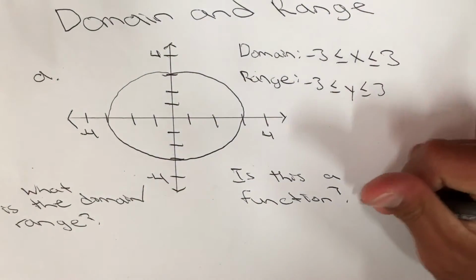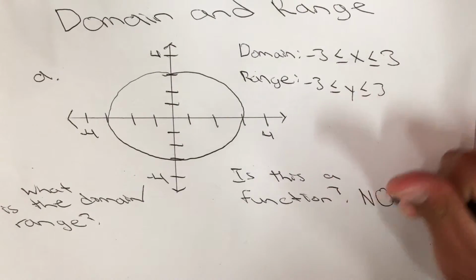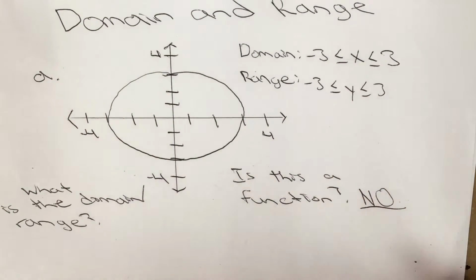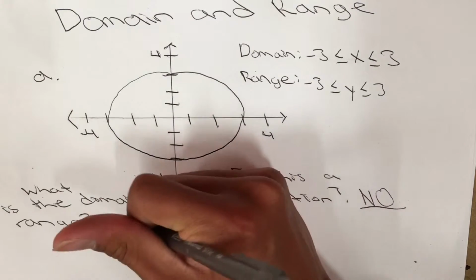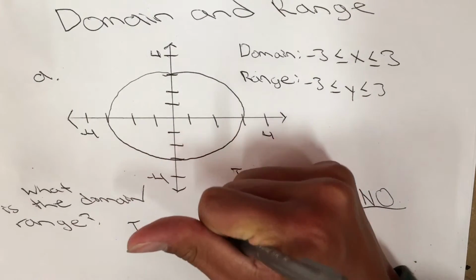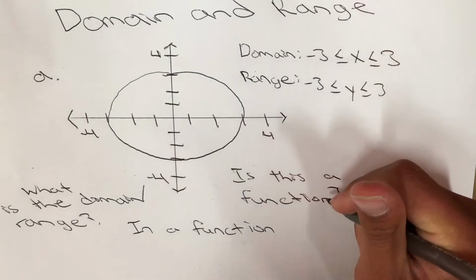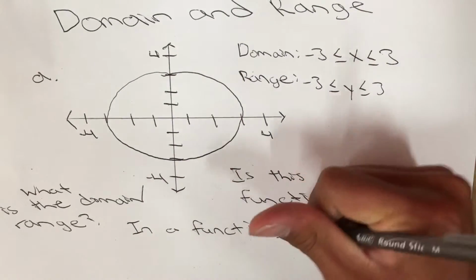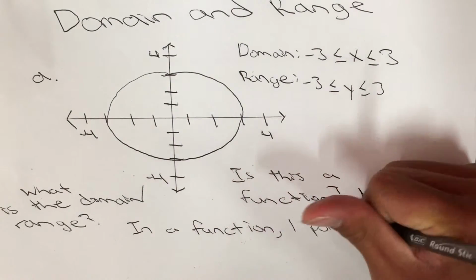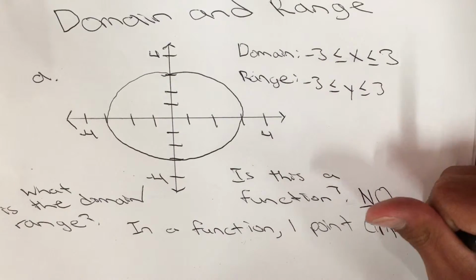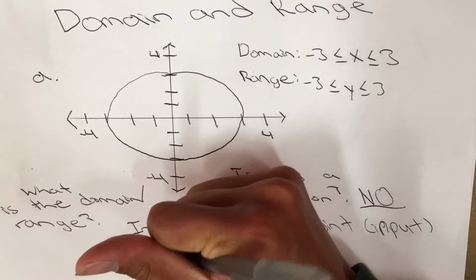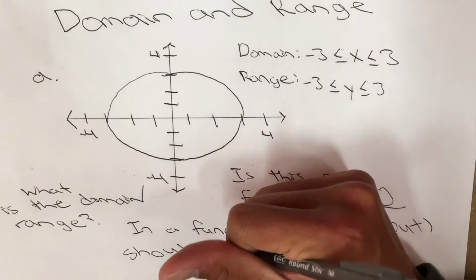But is this graph a function? In this case, it is not. In a function, only one point in the domain, or the input, can correspond to another point in the range, which would be the output.